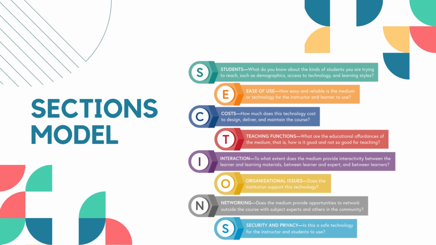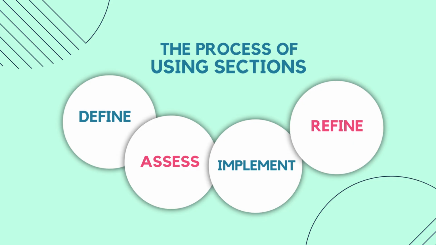Using the SECTIONS model, the process goes into 4 steps: define, assess, implement, and refine. In define, instructors should think about what they want their students to learn, what kind of activities they wish to use, and what technology they can integrate into their approach. In assess, instructors can use the SECTIONS model as a checklist to assess the technology they're thinking of using and see if it aligns with their goals.